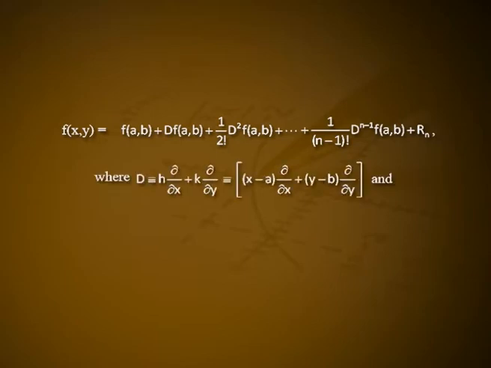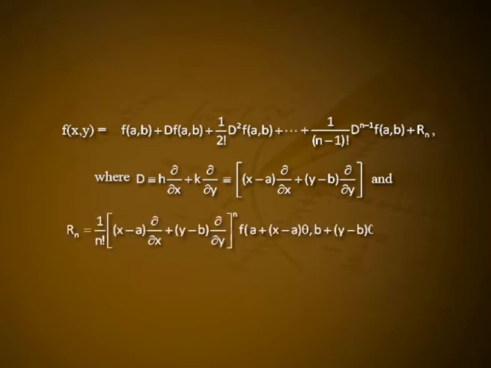where D ≡ h ∂/∂x + k ∂/∂y, which is equivalent to (x−a) ∂/∂x + (y−b) ∂/∂y, and Rn = 1/n! ((x−a) ∂/∂x + (y−b) ∂/∂y)ⁿ f(a+(x−a)θ, b+(y−b)θ), 0 < θ < 1. This gives the Taylor's expansion of f(x, y) about the point (a, b) in powers of (x−a) and (y−b).